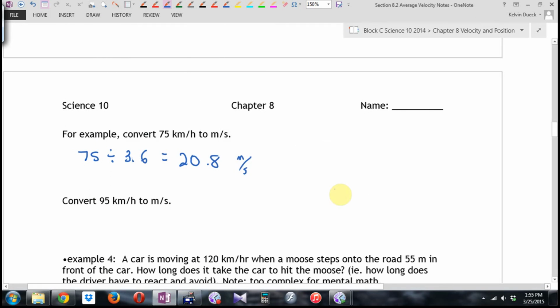So on your own right now with your calculator, convert 95 kilometers per hour to meters per second. What do you get?